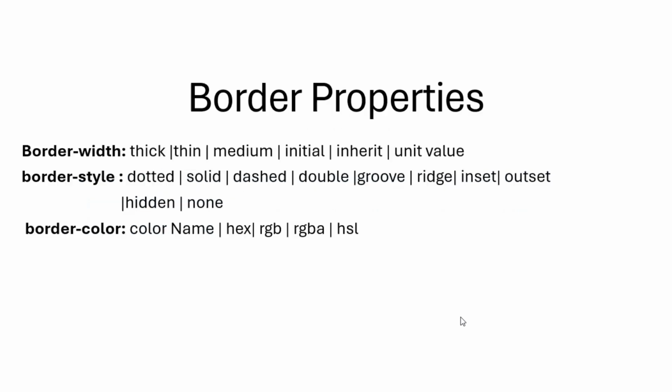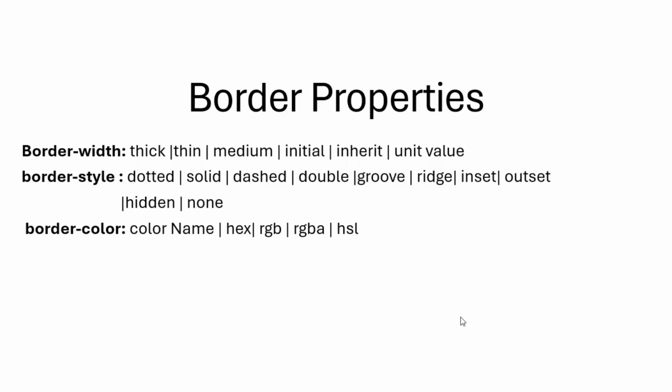In CSS, the border property has three main parts. The first part is border width, which defines how thick or thin the border should be. You can use values like thin, thick, medium, or even set it with specific units like pixels or ems. Next, we have border style, which controls the look of the border. It can be dotted, dashed, solid, double, groove, inset, outset, hidden, or even none, depending on the effect you want.